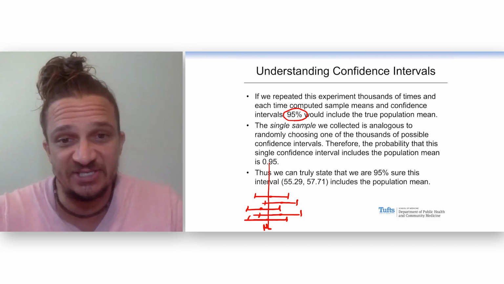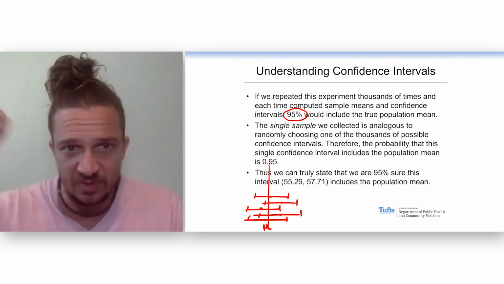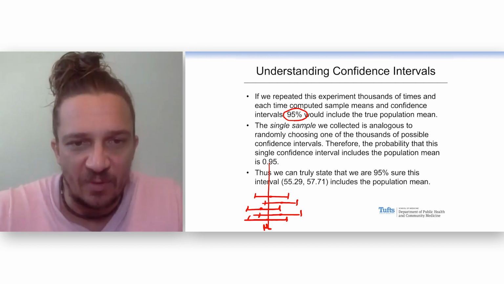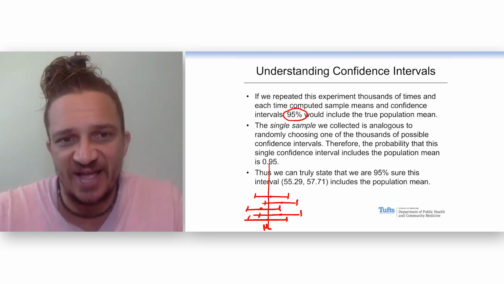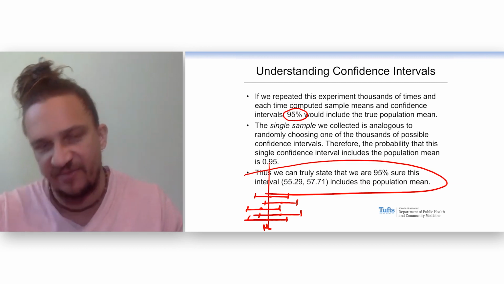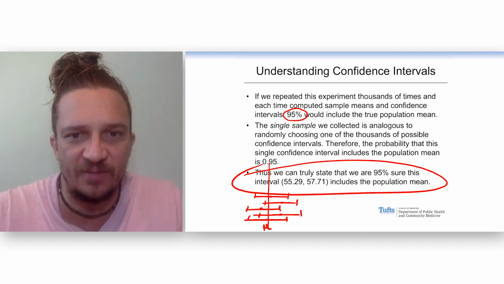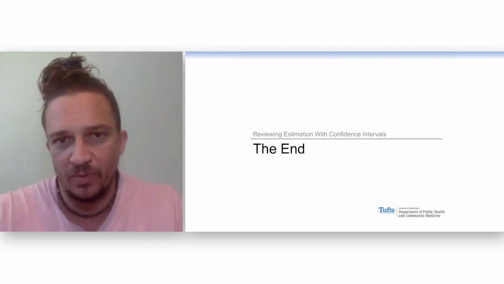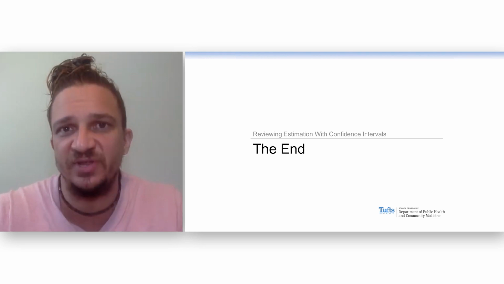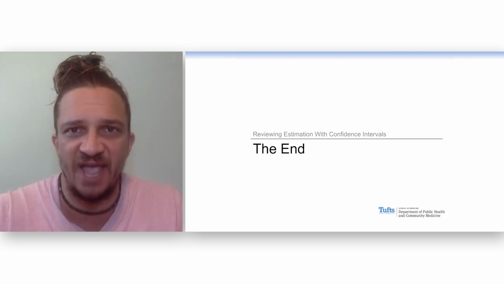And a study is just you randomly going in and grabbing one of those. So the chance that that confidence interval catches that mean is 95%. And we can truly say we're 95% confident that we caught the population mean. We're going to build up on this now and talk about the idea of hypothesis testing and how this relates to confidence intervals and estimation.